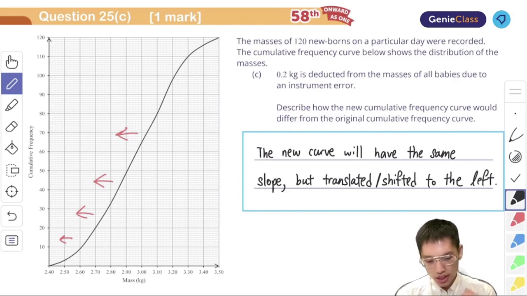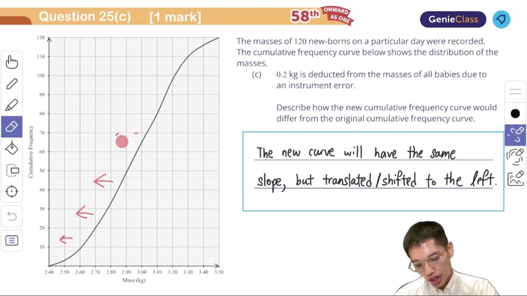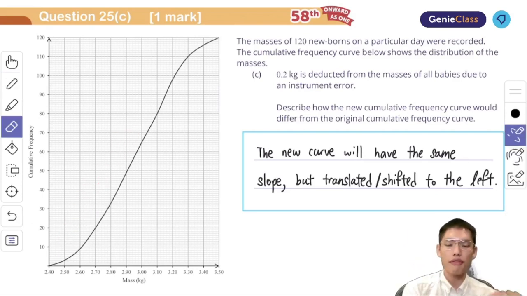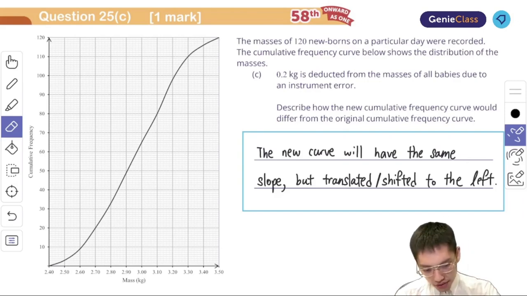So take note, if I have an error, it's just seeing whether my curve shifts to the left or right. That's one way they can ask questions for the cumulative frequency curve. But with that, that's it for today.